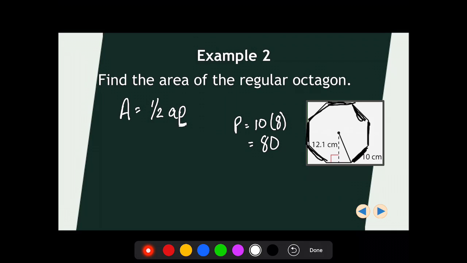I also need to solve for A. Now in this case, the problem already gives it to me. You can see right here, that is the apothem. So I can plug that into my equation. A equals 1/2 times 12.1 times 80. So you punch that in your calculator and you get your answer, and you've solved for the area of the regular polygon.